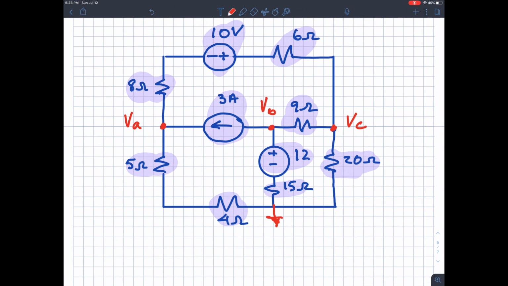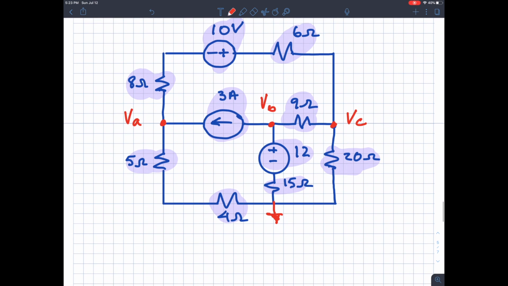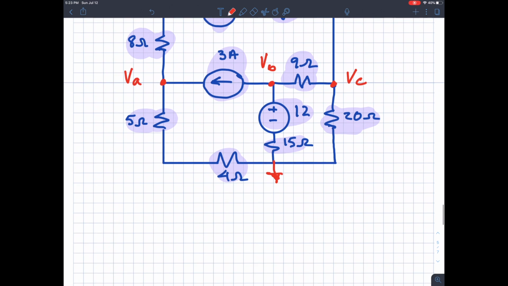Okay, in this example, we're going to run through writing the node equations for the three nodes in this circuit. There are three unknown nodes, VA, VB, VC. I have them marked here. In general, you don't get those shown to you if you're analyzing a circuit. There's the circuit, you have to identify the nodes. But here they are. Let's go ahead and write node equations at each of the nodes.